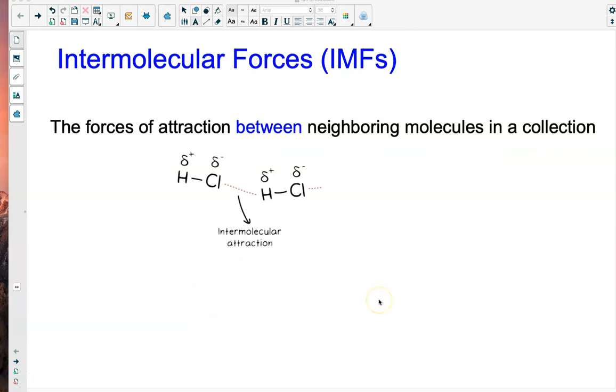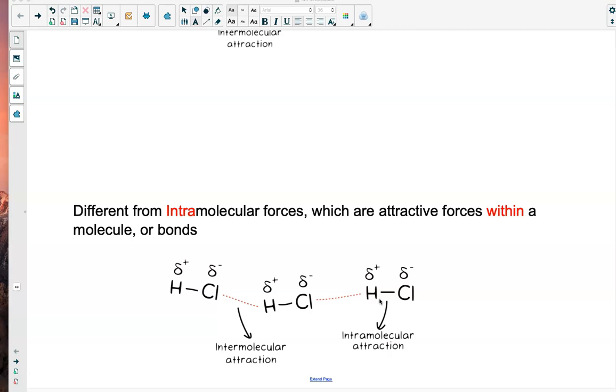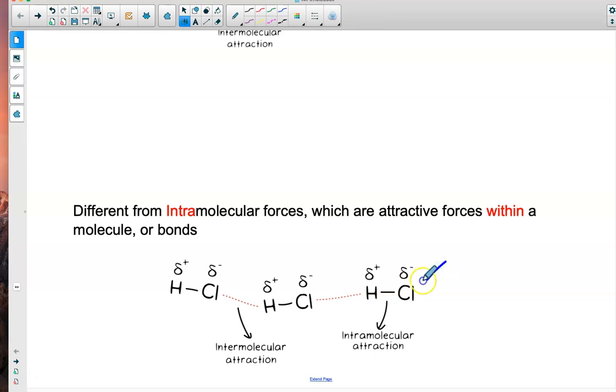This is different from bonds, which are intramolecular forces, and those are the attractive forces within a molecule. So this figure shows, for example, the bond between the hydrogen and the chlorine in HCl, and the IMF between the neighboring HCls. And so that's what we're going to talk about today, the IMFs.